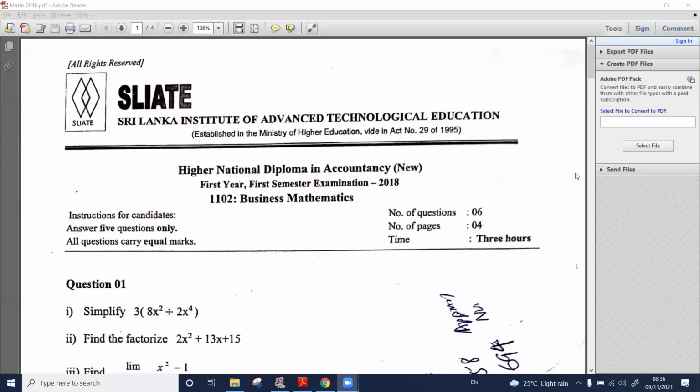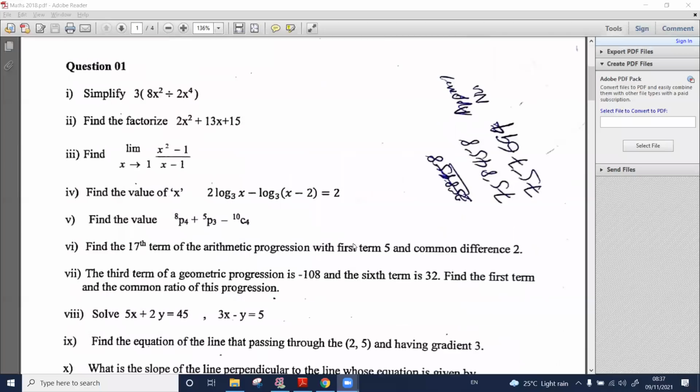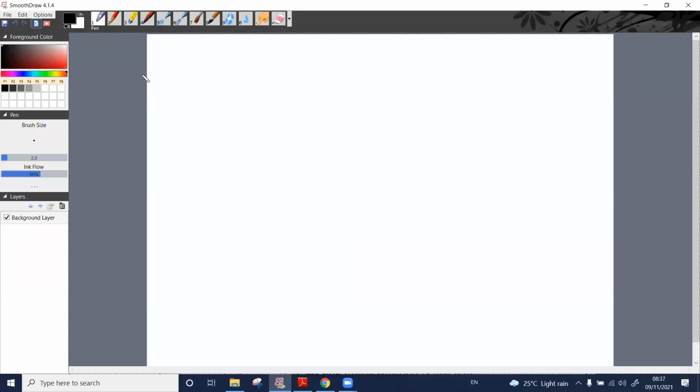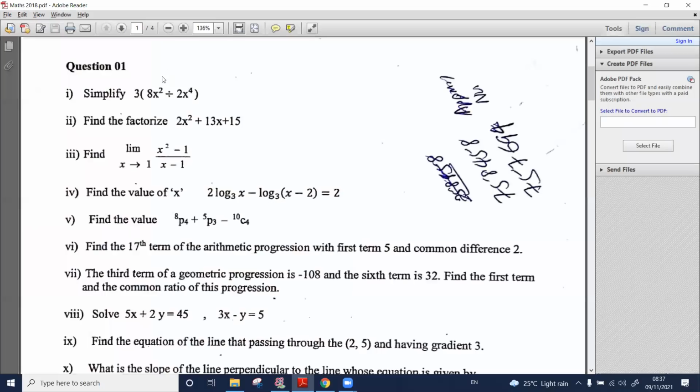Okay, so 2018, question number 1. Part 1. We need to simplify this given expression.